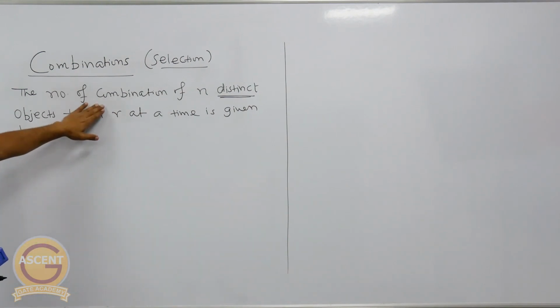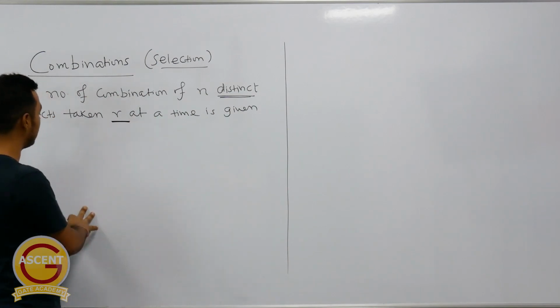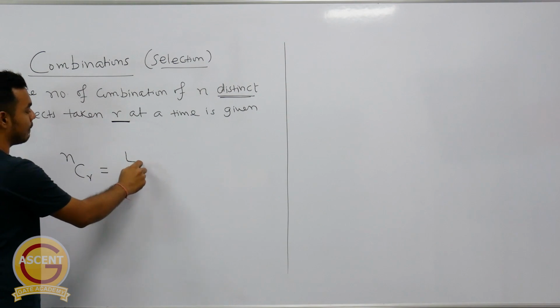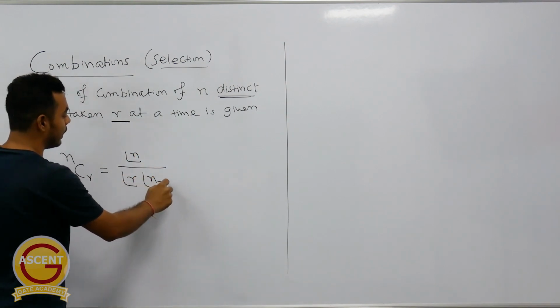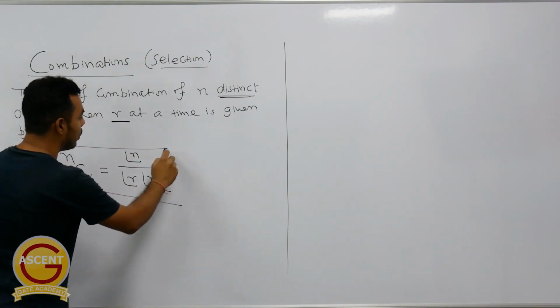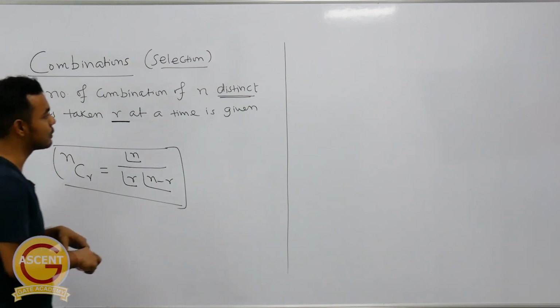So the number of combinations of n distinct objects taken r at a time will be given by the formula nCr, and this nCr will be nothing but factorial n by factorial r into factorial n minus r. So this will be the formula for nCr. Now with the help of one example, we'll see how to apply this formula and when to apply this formula.